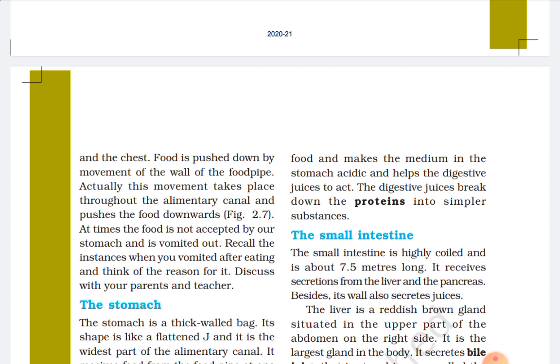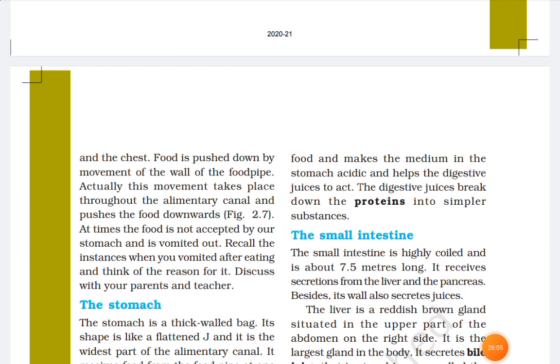You could see that if you are hanging on a tree upside down and eating an apple, the food doesn't come out of your mouth, it goes straight to your stomach, because gravity doesn't help in eating. It is said that we do not eat anything upside down, but the muscular movement of the food pipe just takes the food to the stomach.